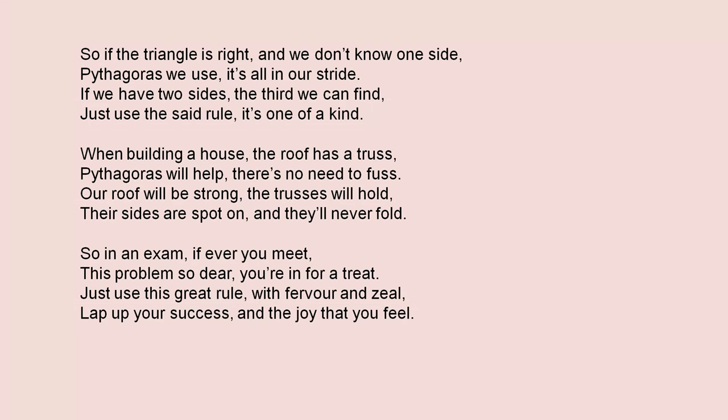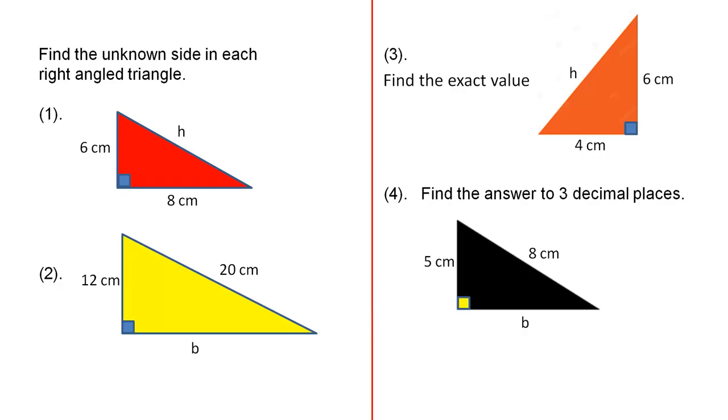And now let's look at the worksheet, and here it is. So we have four examples here, and in each case we're asked to find the unknown side. Now if you're not sure how to proceed, the last slide has a link. If you click on the link it will take you to the lesson and it will explain how to do all the examples.